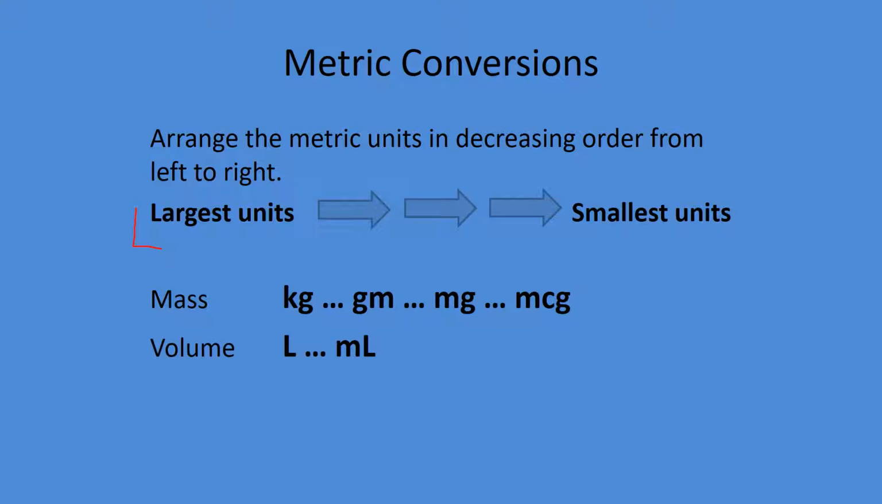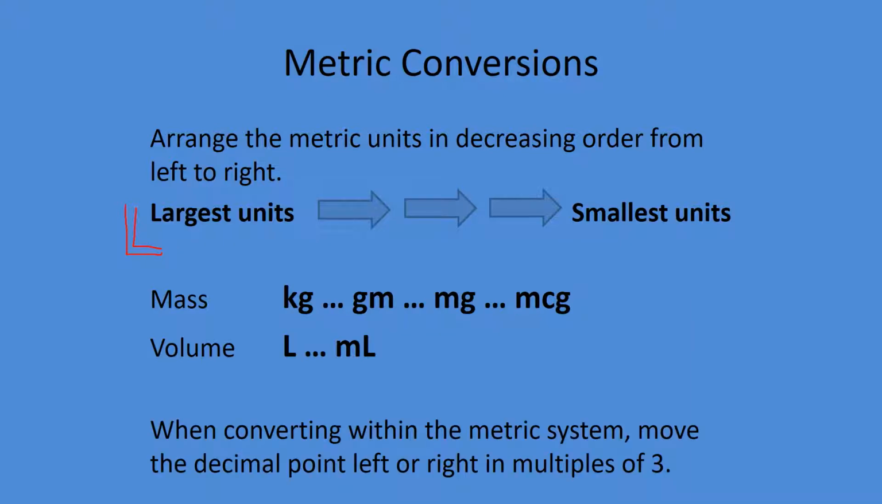For volume, you can do the same for liters and mLs. If you forget which side the liters go, again, put your index finger and thumb up, and you'll know that liters will be on the left side as well. So setting this up, we're going to convert within the metric system by just moving the decimal places. Multiples of 3. You're always going to move either 3 spaces, 6 spaces, or 9.